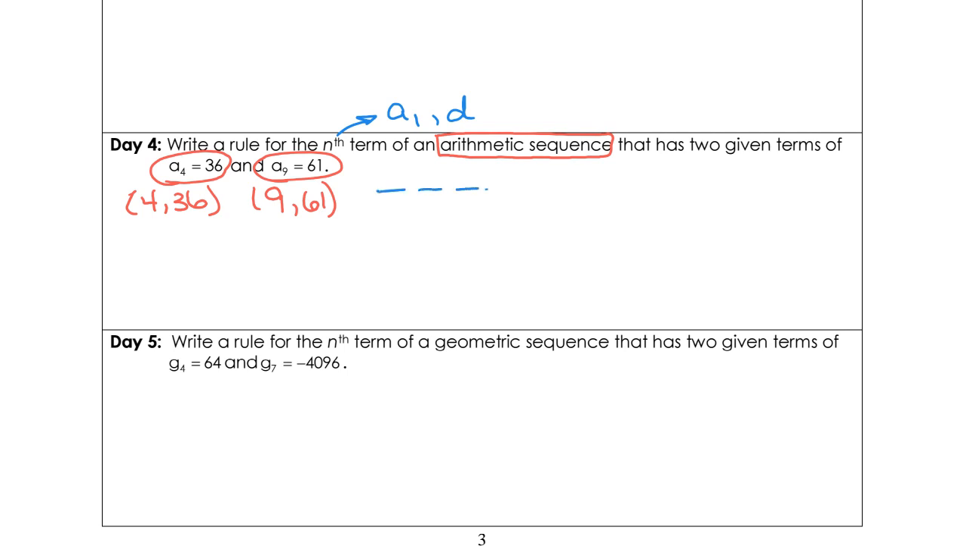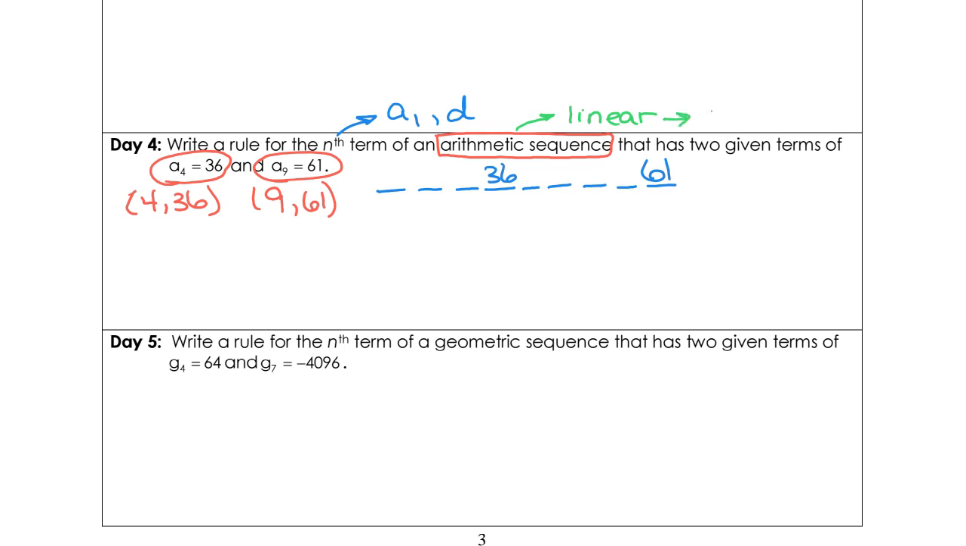They gave us the fourth term, which is 36, and it would have been nice if they gave us the fifth term, because then we could have figured out what our common difference was, but they gave us two non-consecutive terms. So we have to remember that because this is arithmetic, it models a linear function.